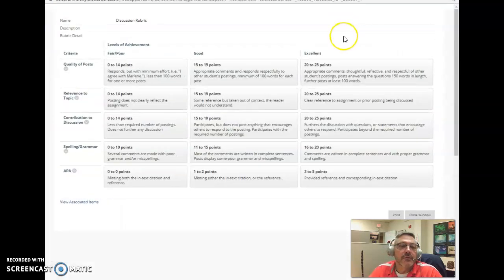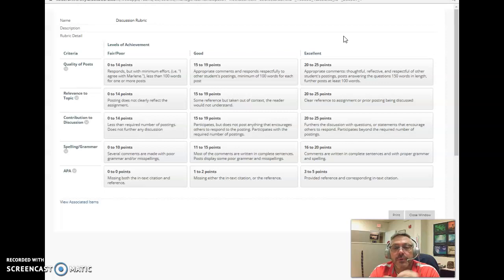Okay, so this is the grading rubric that I use on everybody to grade fairly, and everybody's graded on the same criteria. So the quality of posts, I'm looking to see that you're thoughtful, reflective, and respectful with each other. If you are not respectful with each other, I will speak to you individually. But so far I have not had a problem with that.